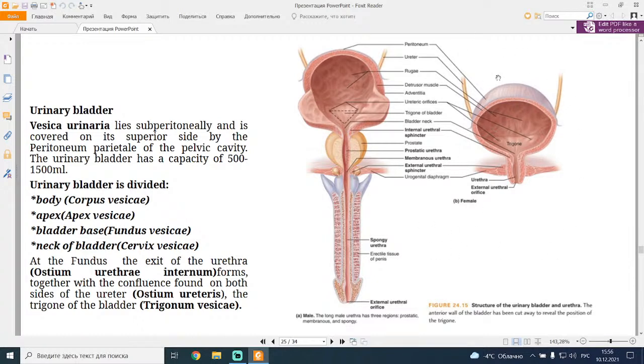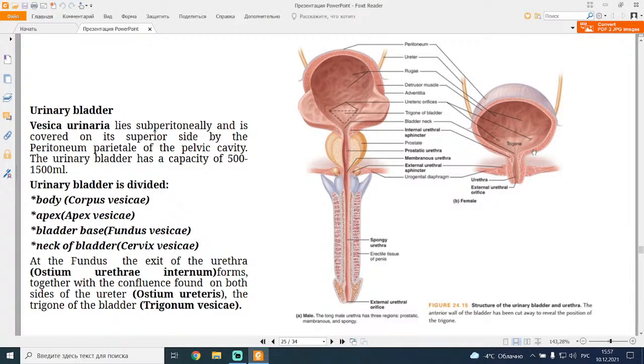The urinary bladder has a capacity of 500 to 1,500 milliliters. The urinary bladder is divided into body, apex, bladder base, and neck of the bladder: corpus vesicae, apex vesicae, fundus vesicae, and cervix vesicae. At the fundus is the exit of the urethra, the ostium urethrae internum, which forms together with the confluence found on both sides, the ostium ureteris.